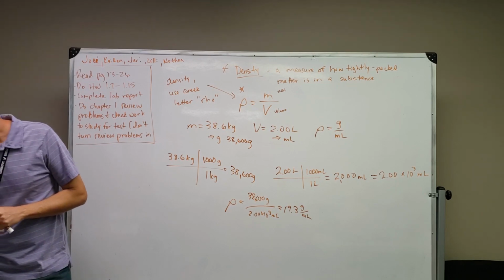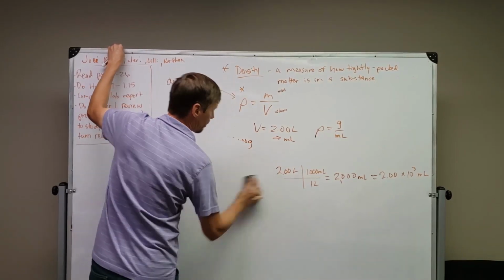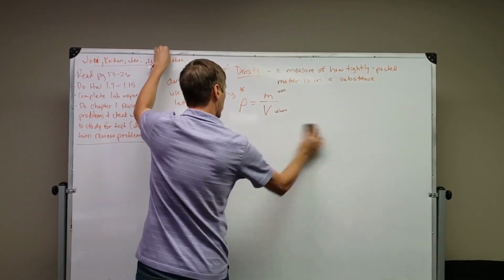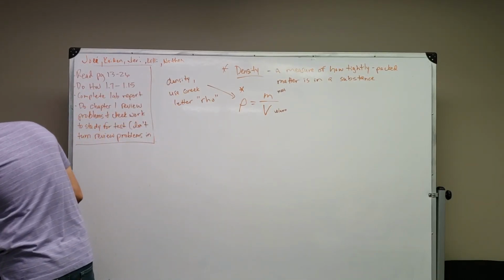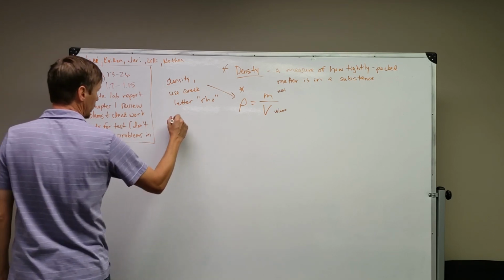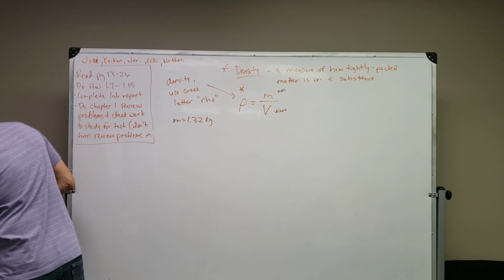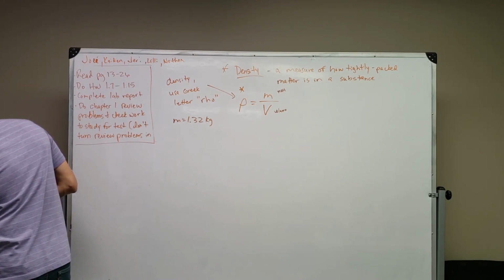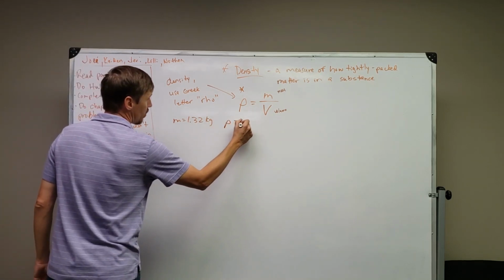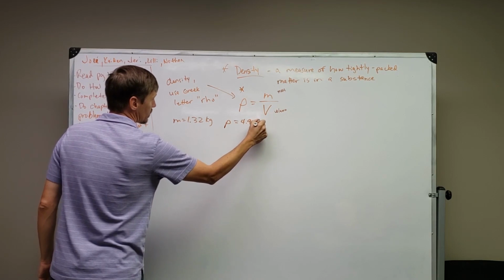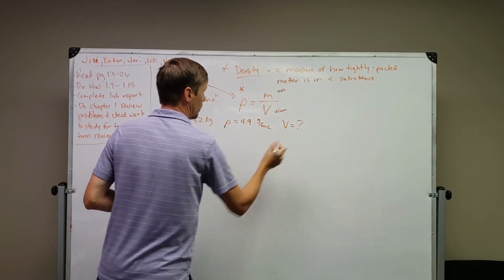Example 1.11, and here we get to use a little bit of algebra. The mass of a sample of iron pyrite is 1.32 kilograms. Mass is 1.32 kilograms, and they want to know what's the volume if the density of iron pyrite is 4.9 grams per milliliter. Density is 4.9 grams per milliliter. All right, so we're trying to find volume.